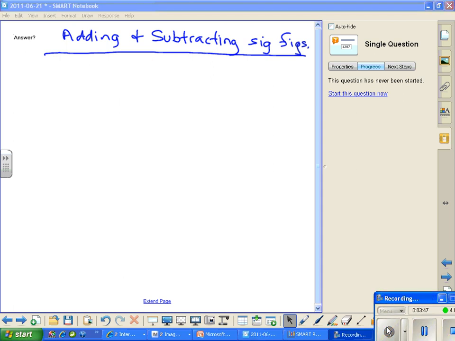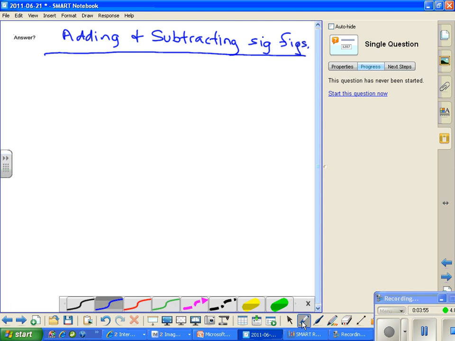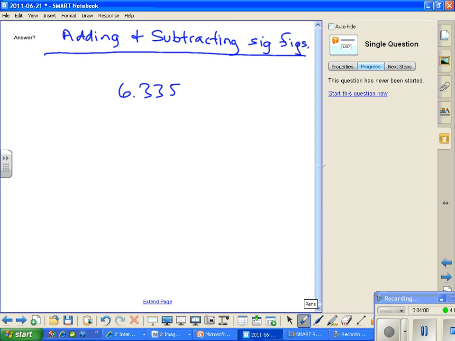All right, now let's look at subtraction. Subtraction is going to be done in exactly the same manner. Let's get our pen back. Let's do 6.335, and we're going to subtract 0.26. As you would imagine, when I subtract out here, I'm going to get 5 and 7 and 0 and 6. Nothing is different than any other normal adding and subtracting.